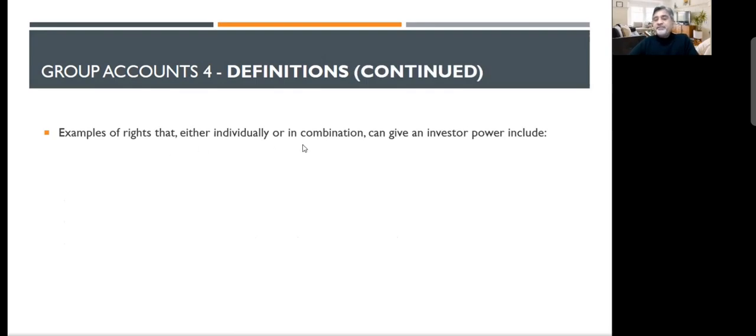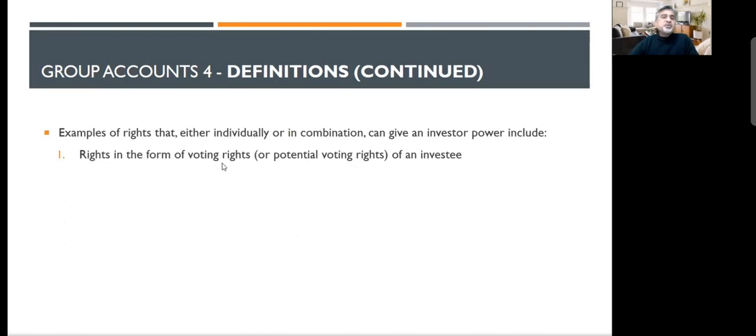Examples of rights that either individually or in combination can give an investor power. So power can come individually, or it could come in a combination as well. So rights in the form of voting rights. Preference shares do not have a voting right. Only the equity shares, only the ordinary shares, have a voting right.